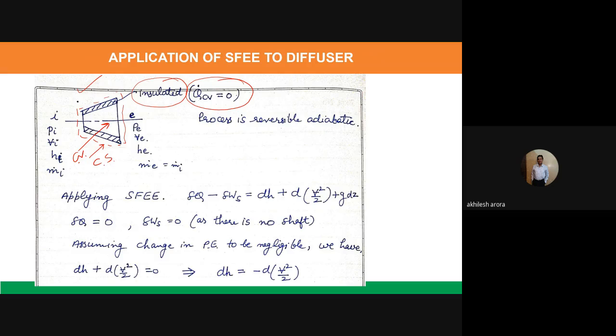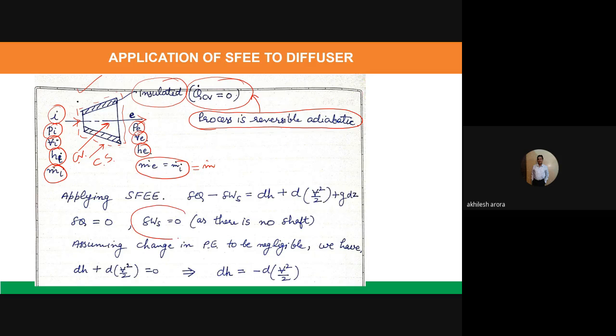Okay, this is the inlet and this is the exit. At inlet, the pressure is Pi, velocity is Vi, enthalpy is Hi, and the mass flow rate is Mi. Similarly, at exit, pressure is Pe, velocity Ve, enthalpy He, and finally Me is equal to Mi, which is equal to M dot. The process taking place is once again reversible adiabatic, that is why QCV, heat transfer, is zero. Moreover, there is no shaft in a diffuser, so delta Ws will also be zero.